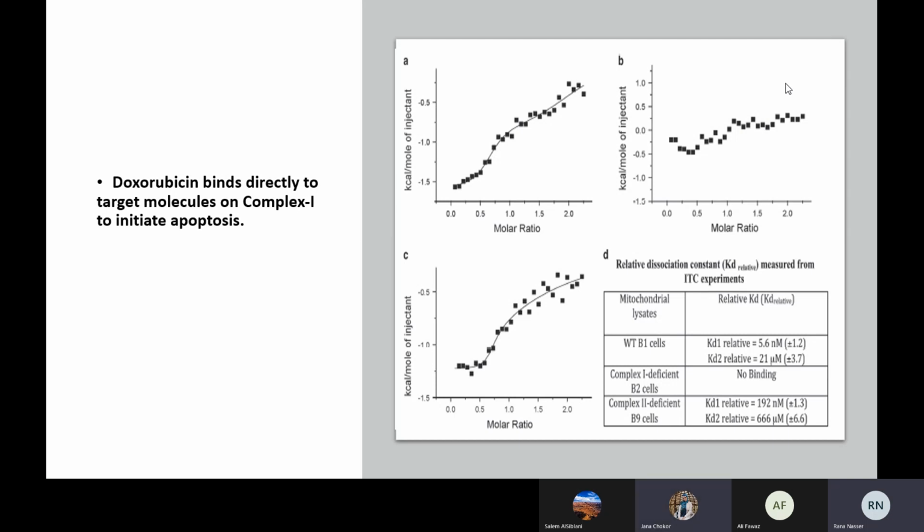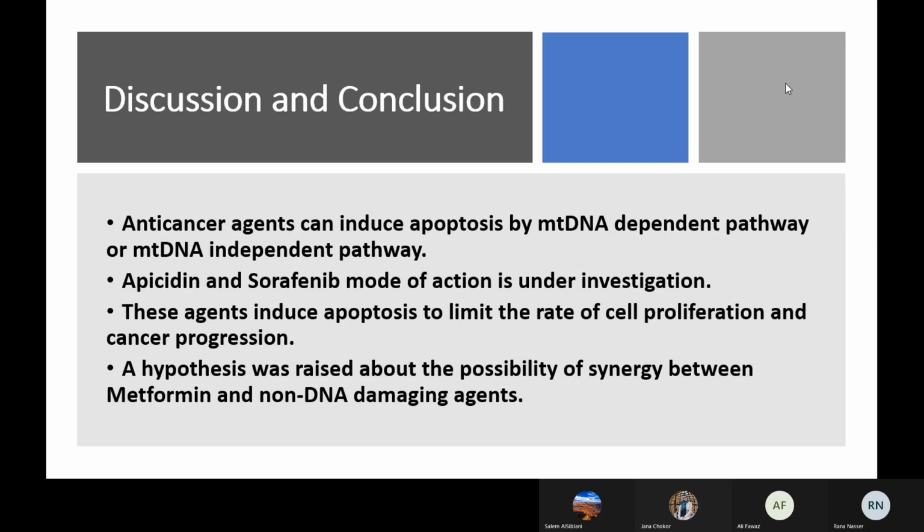Now, Ali. So in reference to the previous experiments conducting anti-cancer agents and their way of acting to induce apoptosis in cancerous cells, we can say that these agents work either by a mitochondrial DNA-dependent pathway or a mitochondrial DNA-independent pathway. Moreover, combinational therapies are of great importance in this manner because they can increase the induction of apoptosis in these cells by using a combination of several anti-cancer agents.